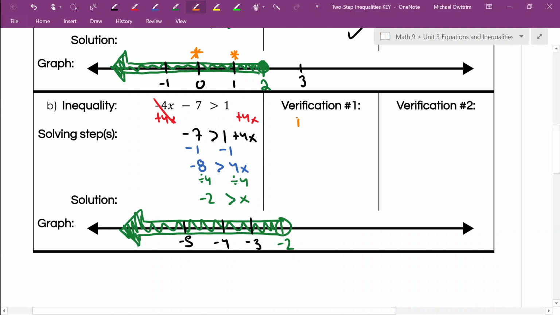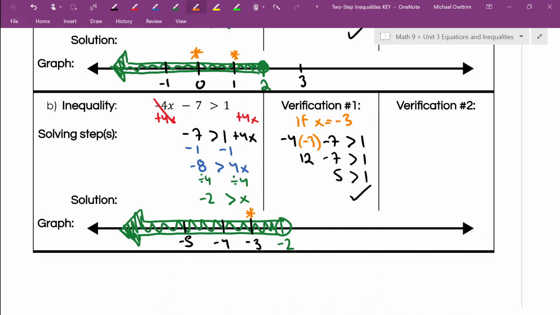So let's go ahead and check if x is -3. That should be in our solution region. So let's substitute that in. Our original inequality was -4 times -3, subtract 7 is greater than 1. -4 times -3 is 12, subtract 7 should be greater than 1. And 5 is in fact greater than 1, so that point worked.